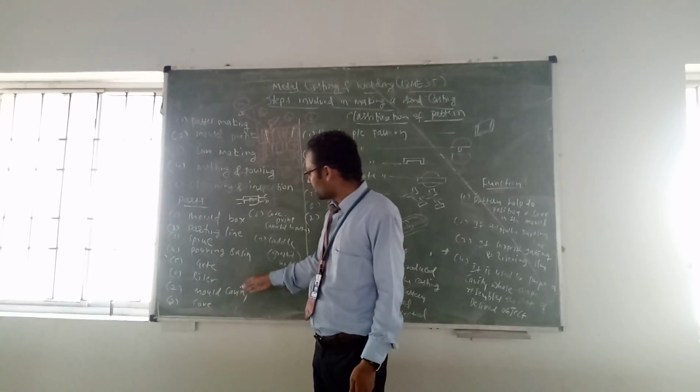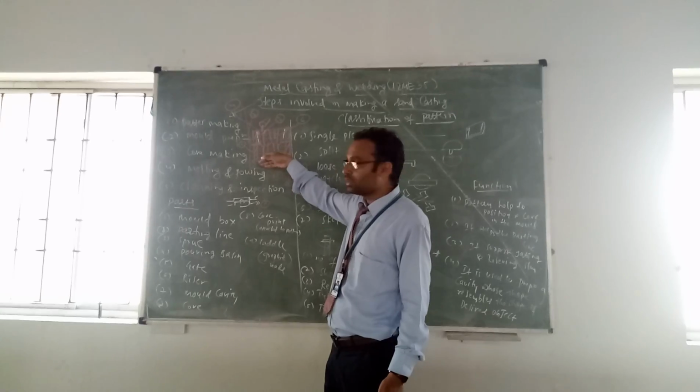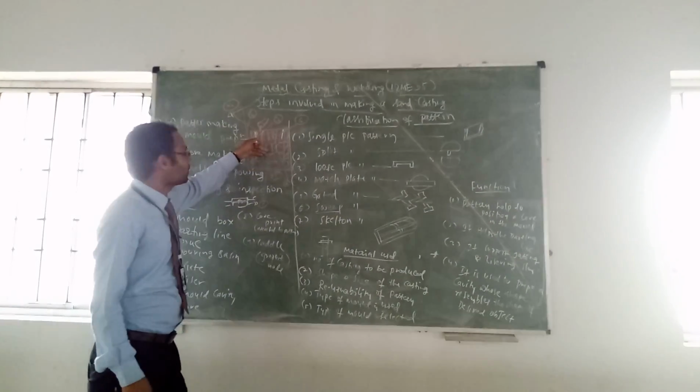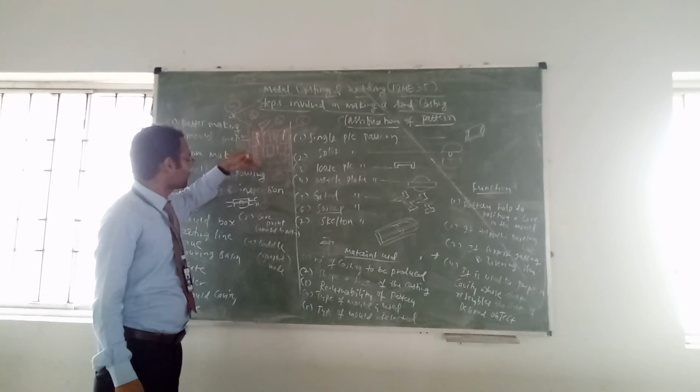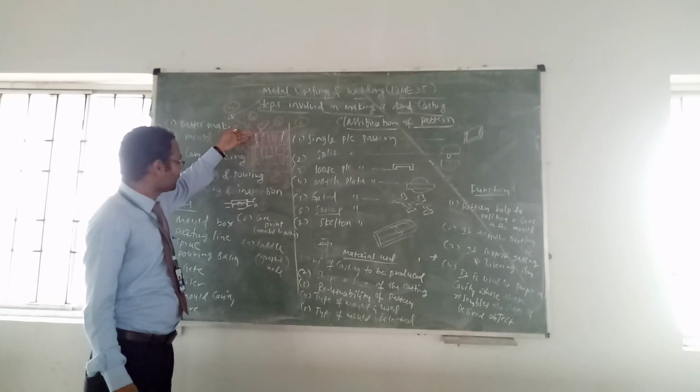And mold cavity. Here, with the help of the pattern, we put sand around it, and then the pattern is removed. That is called the mold cavity. Now the core is also to be fixed near the mold cavity. It will support the mold cavity. Next is core print. It is a projection attached to the mold cavity. It is called core print.